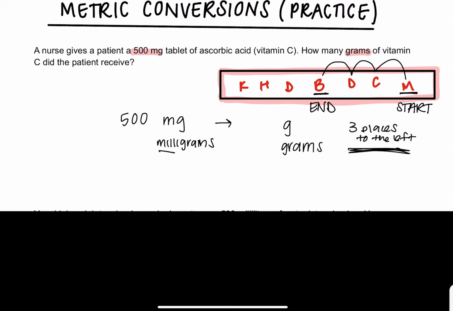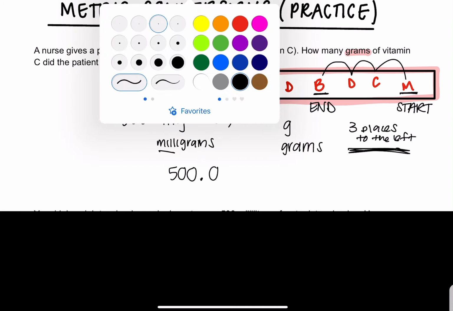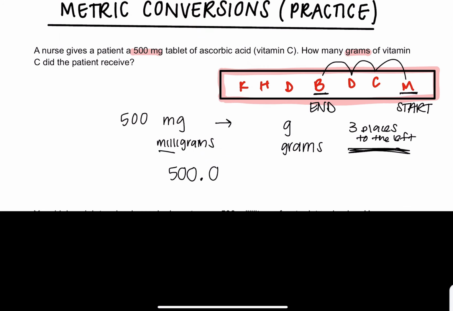So I'm gonna write down 500.0 because those places, those jumps that we just made are actually decimal place movements. So we're going to be moving the decimal place in the original value 3 places to the left. And I'll show this in a different color. Here's where our original decimal place is, right here. We're going to move that 3 to the left. So 1, 2, 3. And so our new value is 0.5 grams.